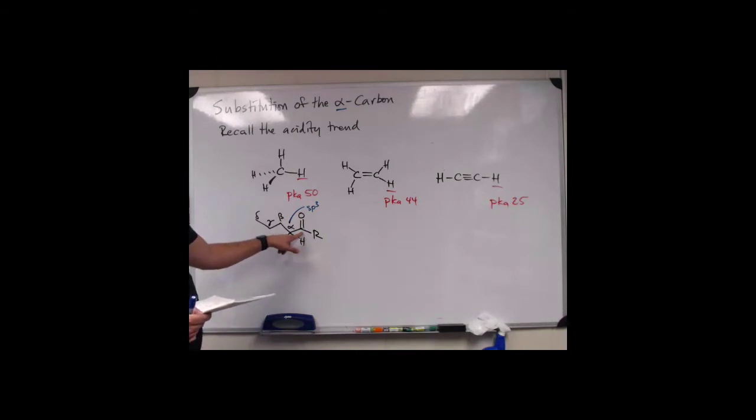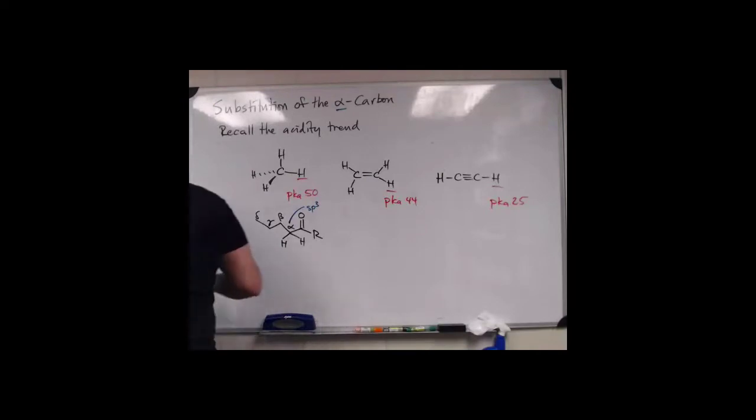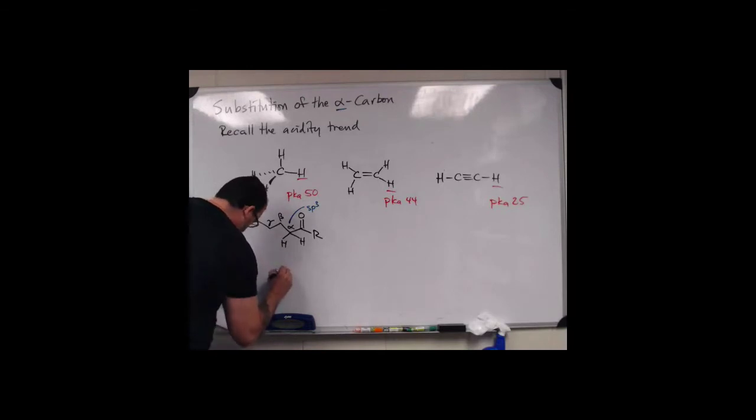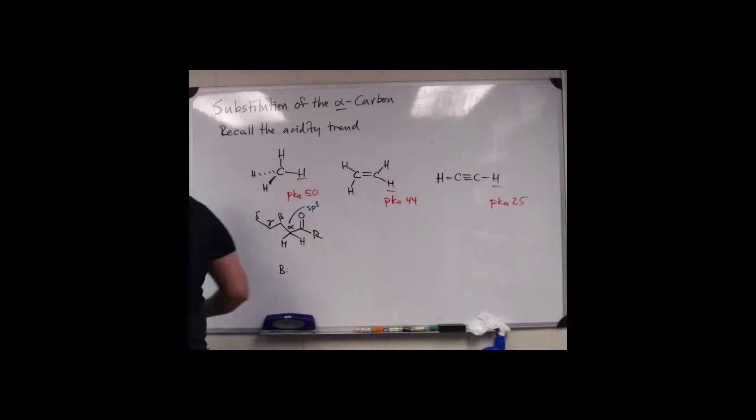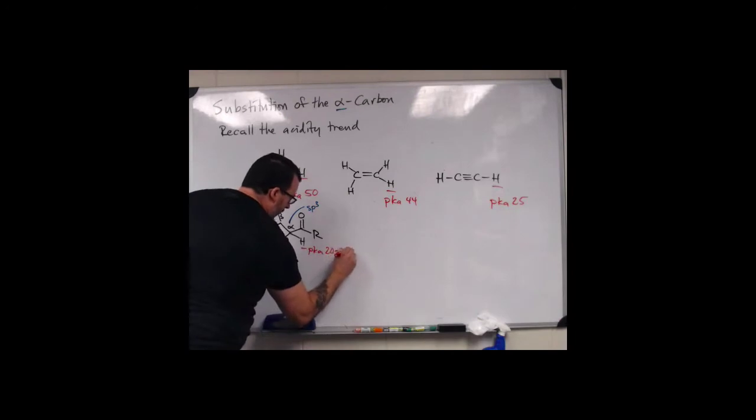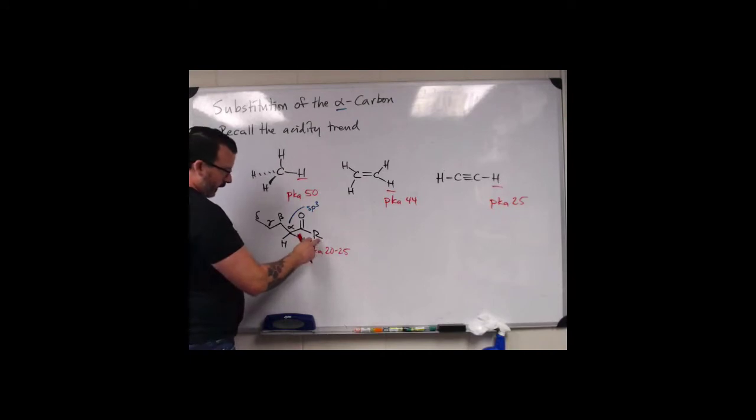So let's examine that deprotonation event again. And the reason this is a range is because it depends on what this R group is. So from aldehyde to ketone versus esters and amides and those things. Aldehydes and ketones are typically closer to 20. The esters and amides are a little bit higher at 25.